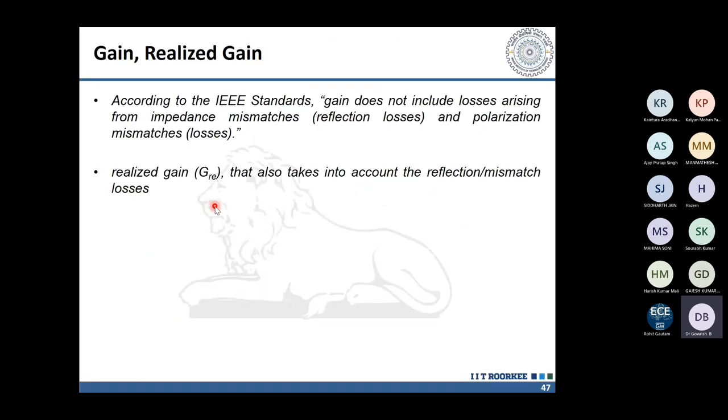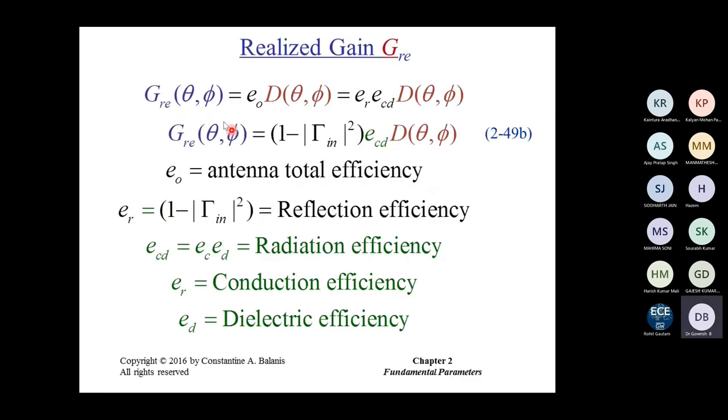So realized gain does not account for the impedance mismatch, whereas the realized gain accounts for the reflection or the impedance mismatch. So what is realized gain? Realized gain is the total efficiency times the directivity. So it includes both reflection losses as well as conduction and dielectric losses. Suppose it was only conduction losses and directivity, it would have become gain. Now by incorporating the reflection losses, we are now talking of realized gain. So it is generally denoted by G_RE, realized gain.